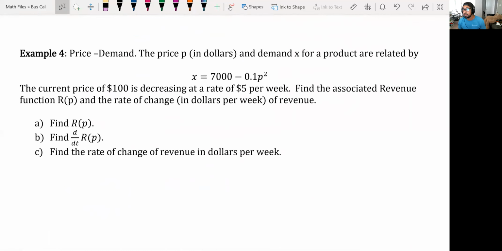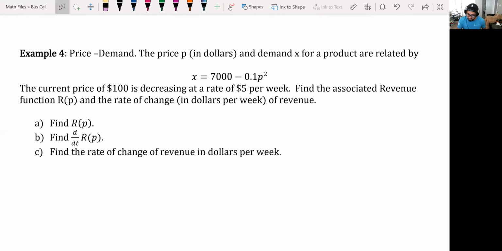The price P in dollars and demand X for a product are related by the equation X equals 7,000 minus 0.1 P squared. The current price of $100 is decreasing at a rate of $5 per week. Find the associated revenue function and rate of change in dollars per week of revenue. Okay, so it wants us to find a revenue function, take the derivative of the revenue function, and plug in the pieces that it's giving us.